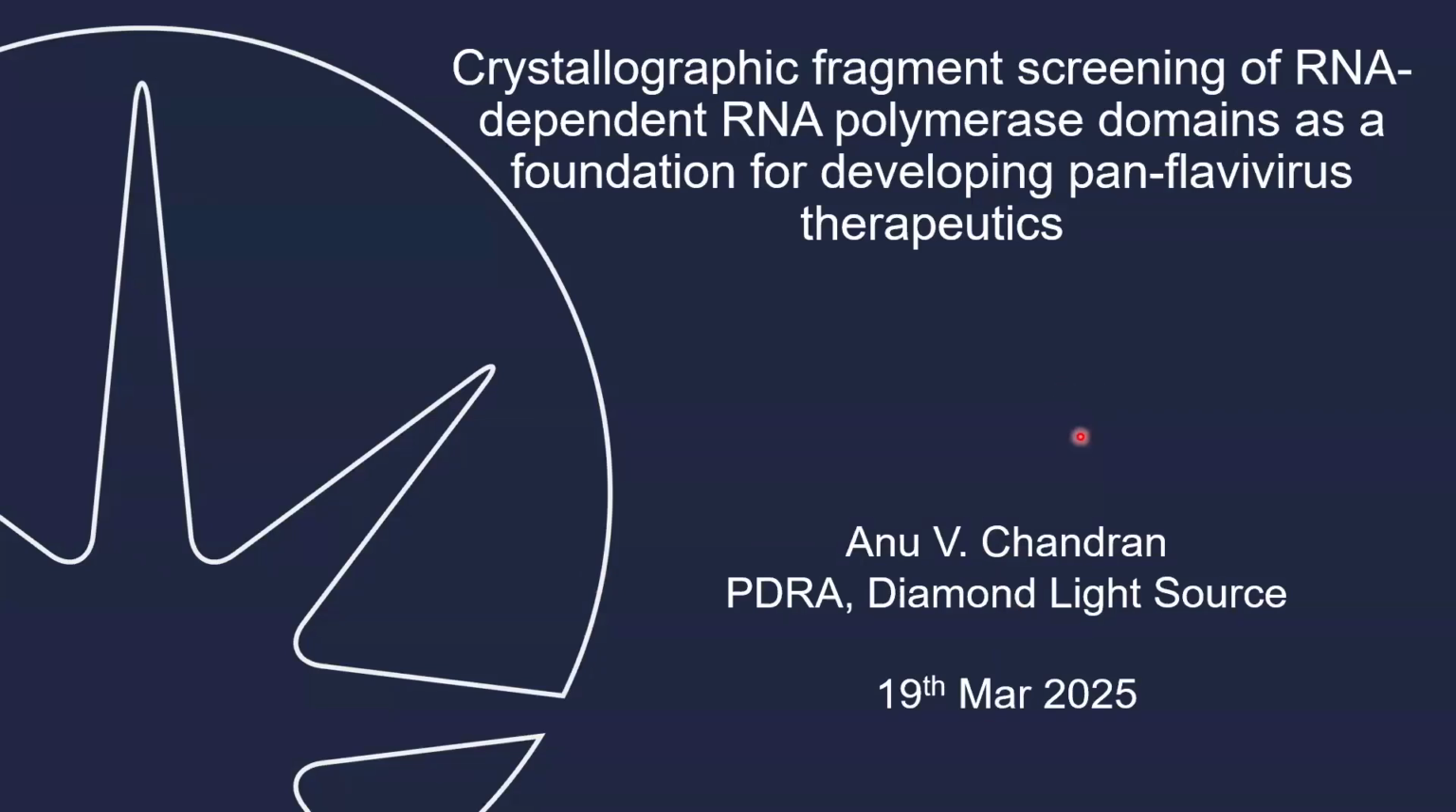Today, I will be describing the high throughput crystallographic fragment screening we have carried out at Diamond Light Source on RNA-dependent RNA polymerase domain as a first step towards developing a Pan-Flavivirus inhibitor. I will briefly go through the rationale, the method that we used, the results that we got, and some of the ongoing work in this project.